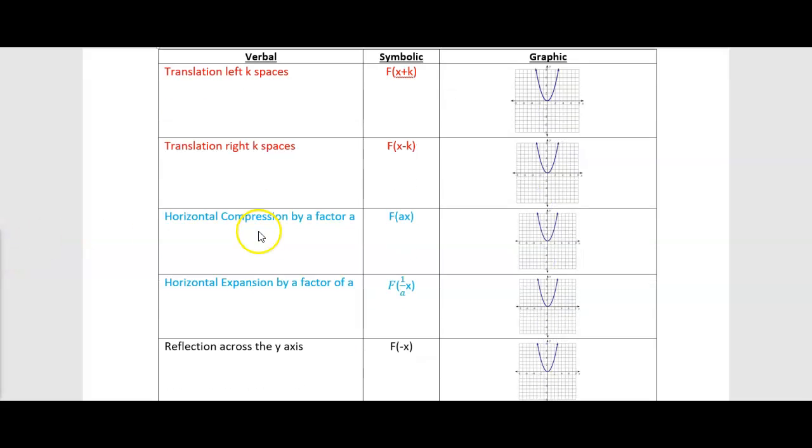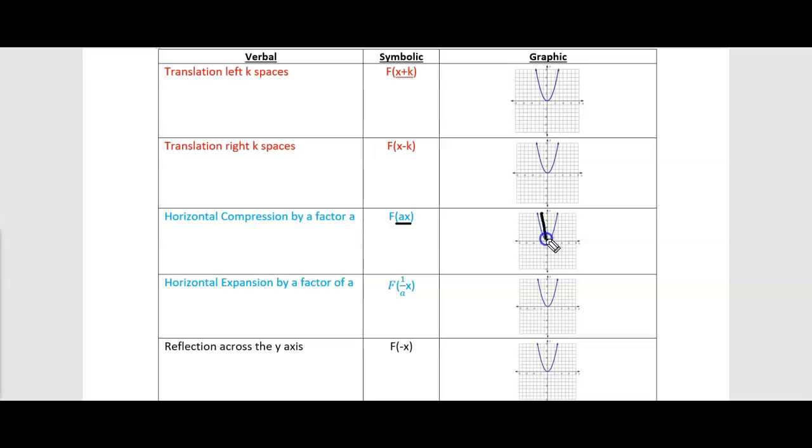Next, we have compressions and expansions. It's the opposite of what we saw with the verticals. With verticals, if we multiplied our function by a number bigger than 1, it stretched it, it expanded it. But actually, when you multiply inside the parentheses, it compresses it. That's quite interesting. It compresses it that much. So it will actually make it look skinnier.